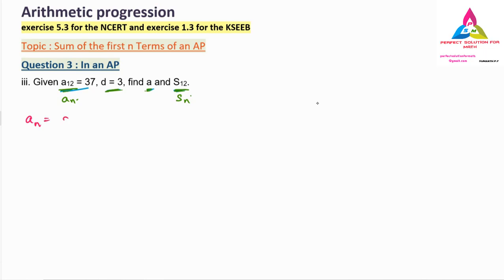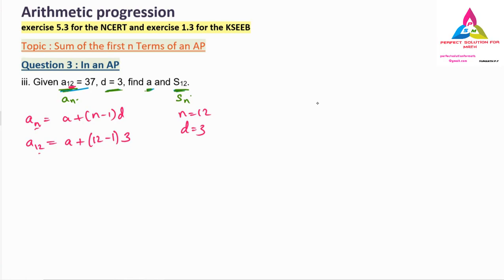AN is equal to A plus N minus 1 into D. AN value is nothing but A12 they have given. A12 is equal to A plus, the A value is not given. What is the N value? In place of AN I have written A12. Means what is the N value? N value is nothing but 12. Okay. So we can write 12 minus 1. What is the D value? They have already given, that is 3. See here, the N value I found by this one, that is what they have given, A12. So 12 is the N value.